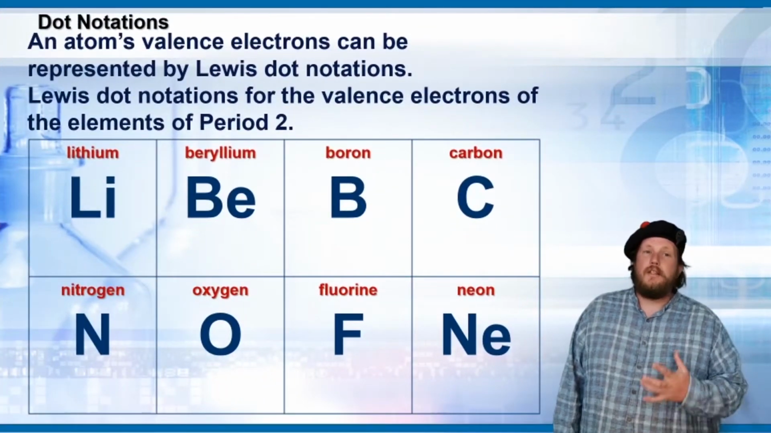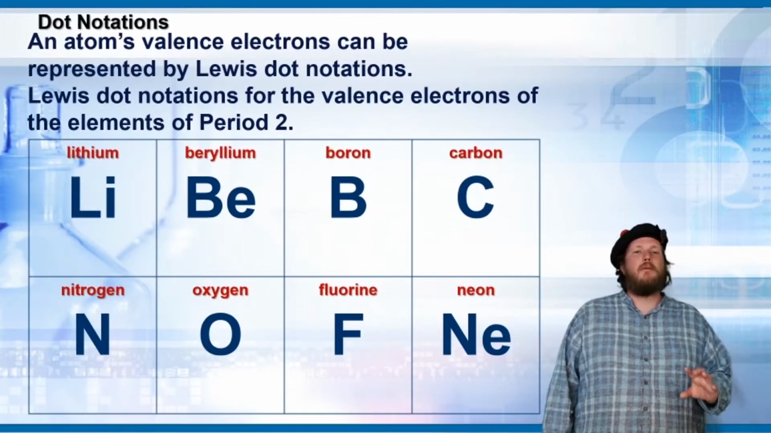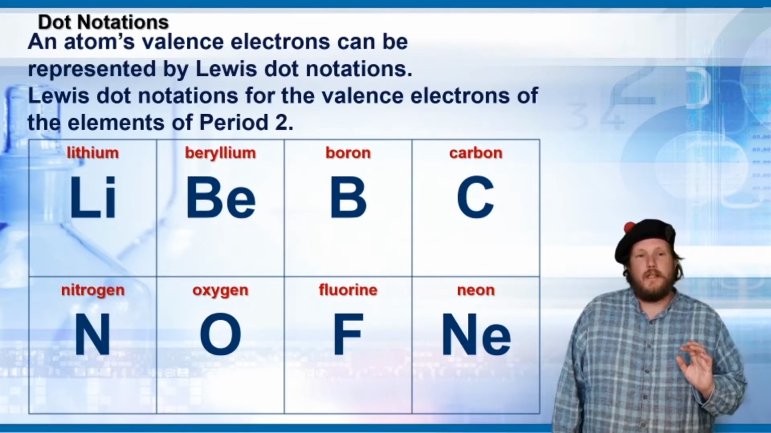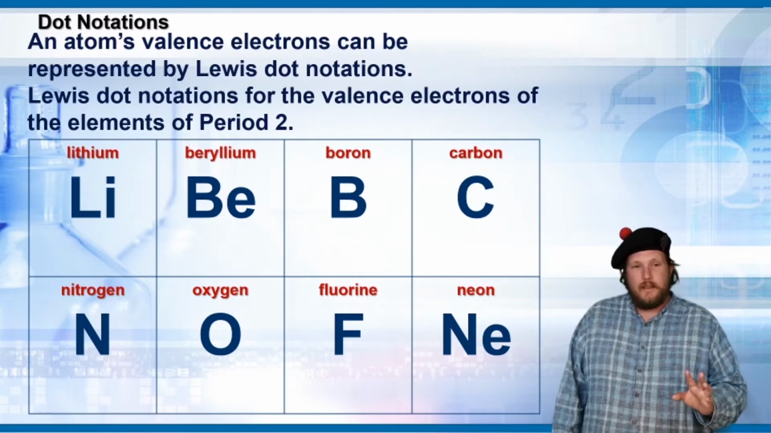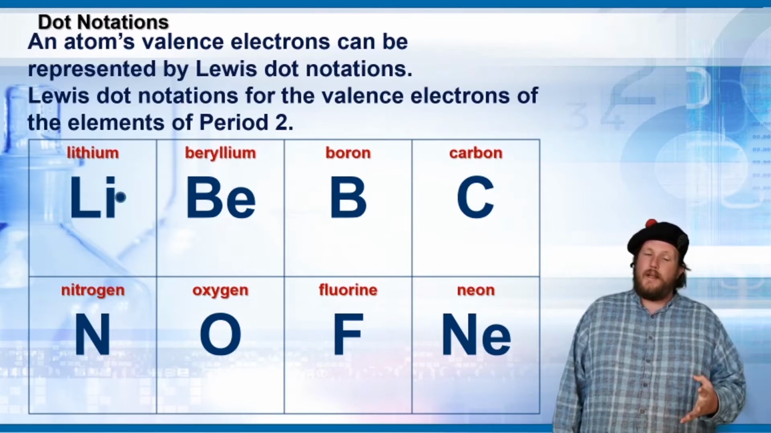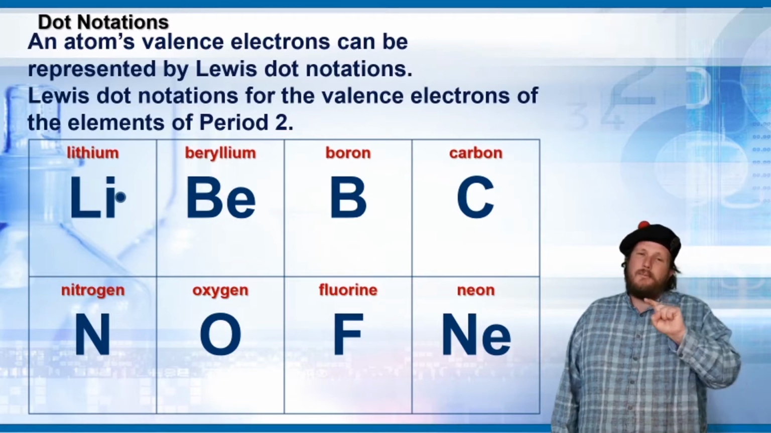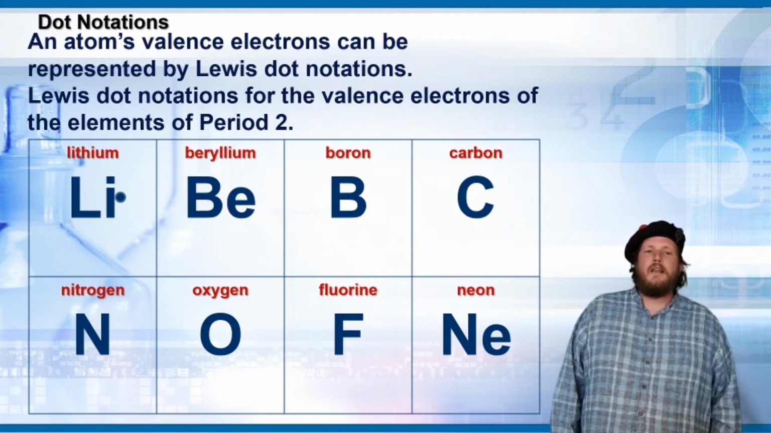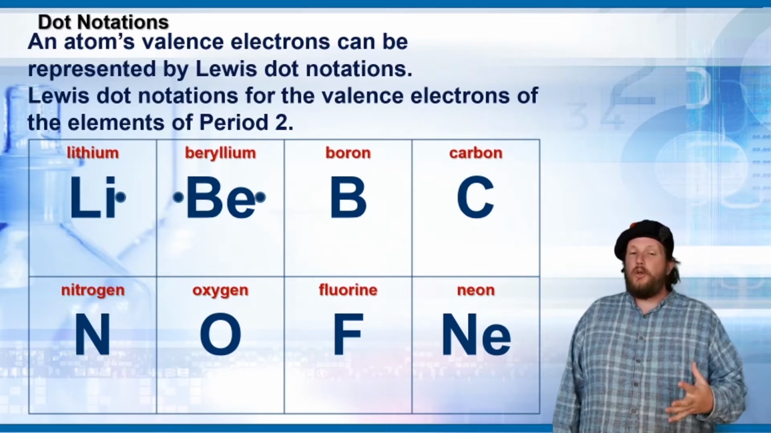So, dot notations. An atom's valence electrons can be represented by Lewis dot notations. The Lewis dot notations for the valence electrons of the elements of period 2 are this. So lithium has 1 valence electron, so you put 1 dot. The best way to do this is actually to put dots going around in a circle 1 at a time on the 4 sides. Beryllium has 2 valence electrons.